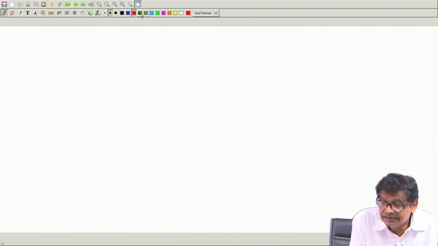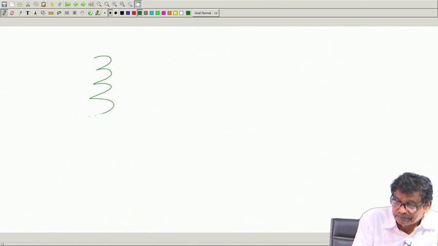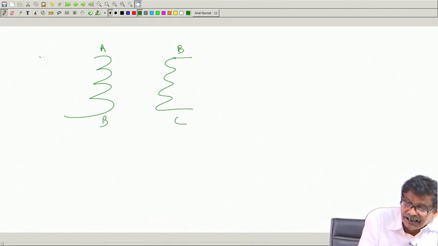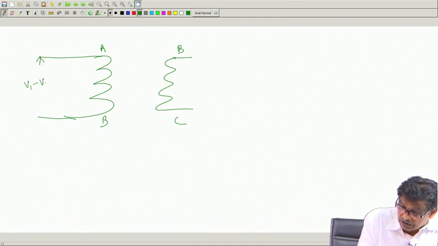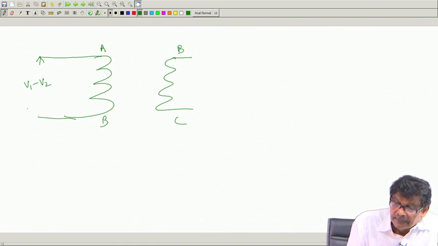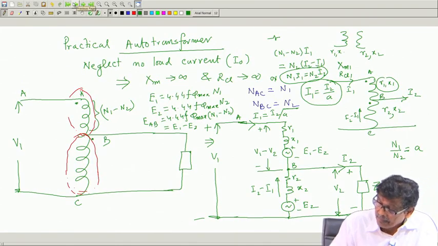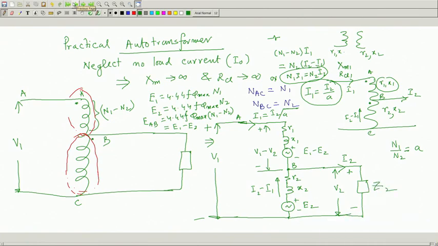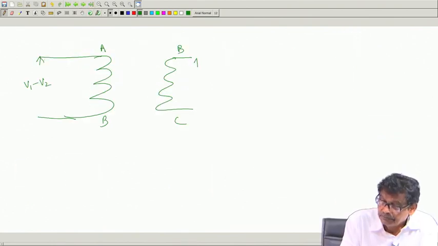What I am telling is, AB is a coil, and I will write BC is another coil, these two coils. I find that AB has been supplied with a voltage of V1 minus V2, the terminal voltage, is not V1 minus V2, and across this portion it is V2.